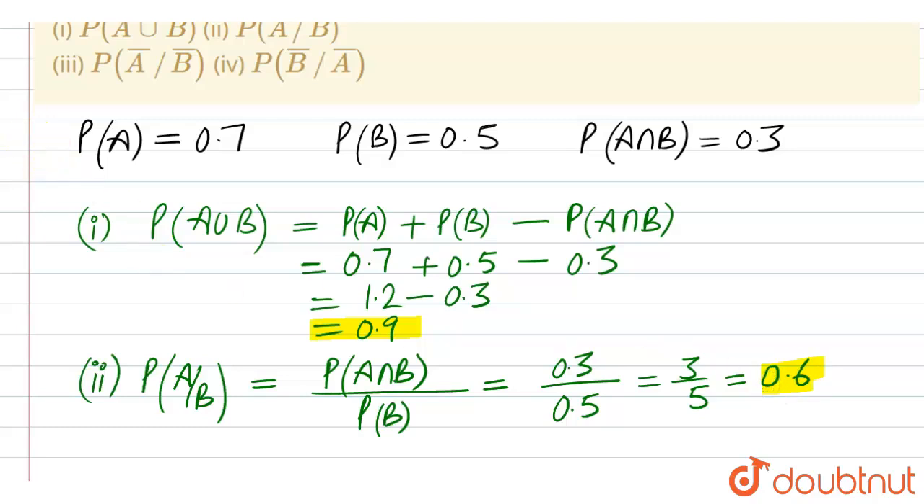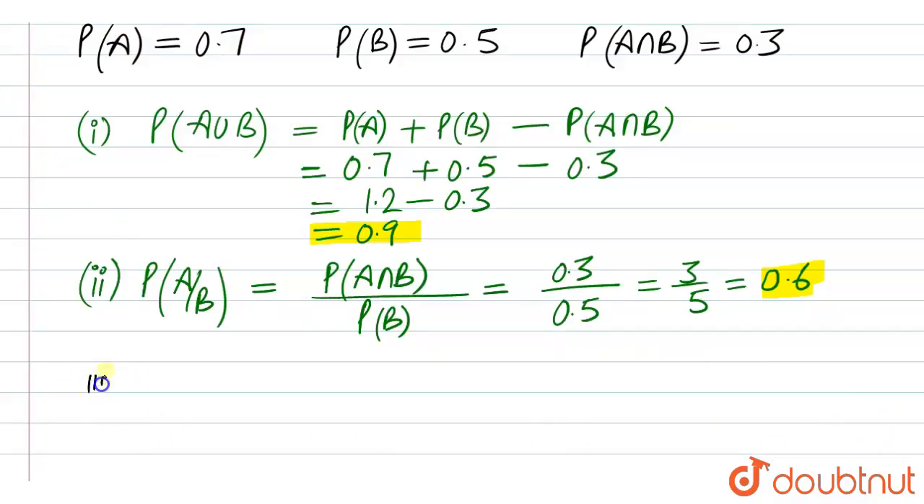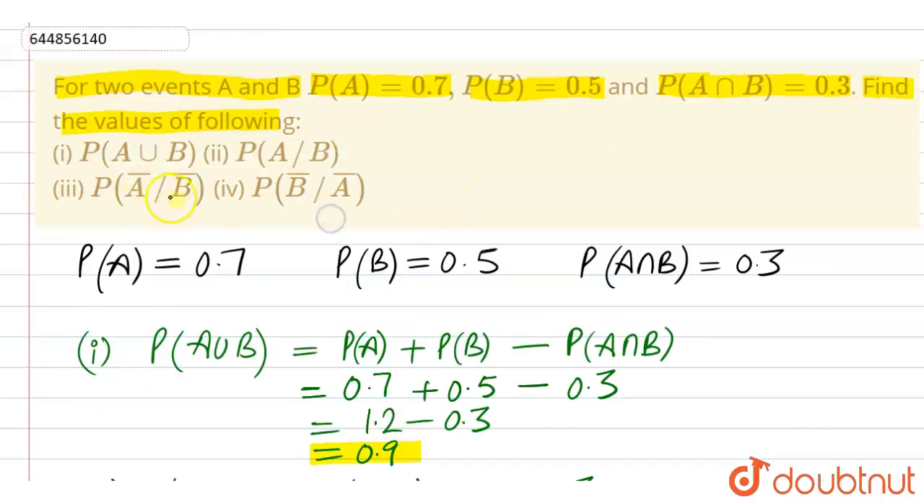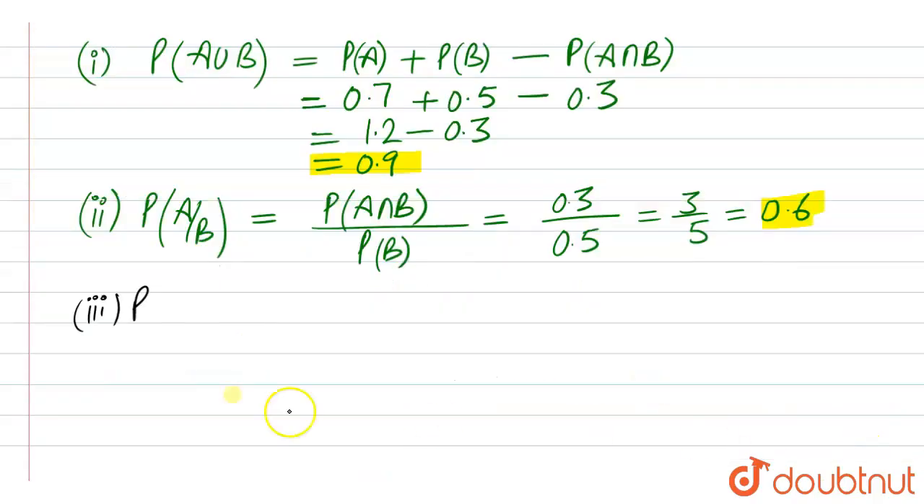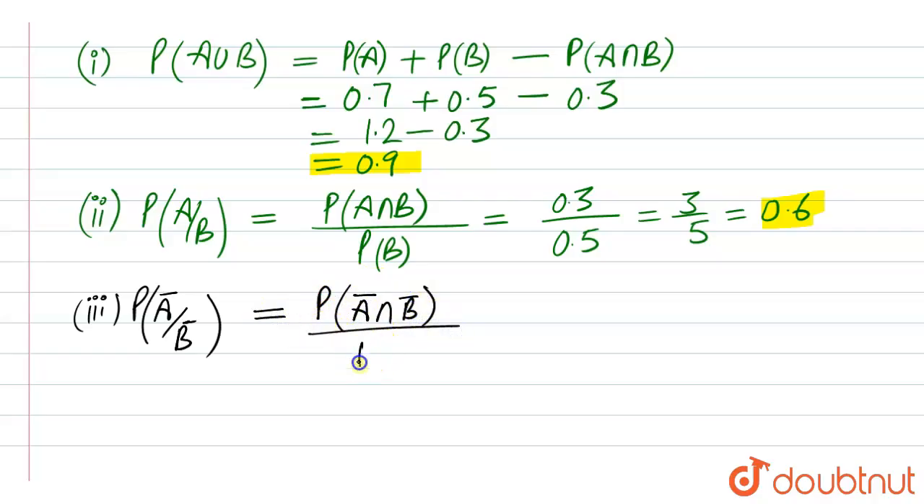And third part, we have to find probability of A dash by B dash. Probability of A dash by B dash, okay, this is probability of A complement by B complement, which is equal to probability of A complement intersection B complement divided by probability of B complement.